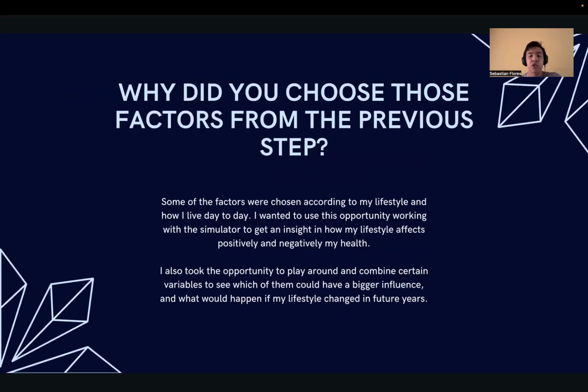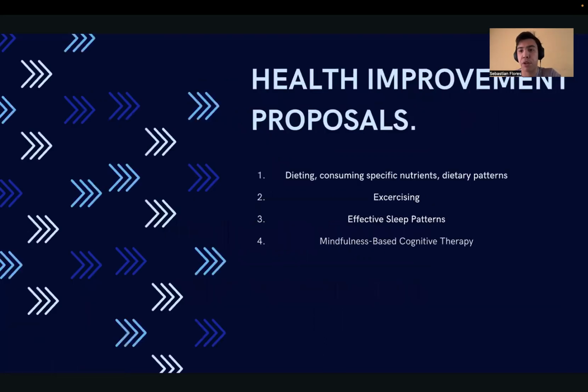We can also observe inflammation in the intestinal walls. What factors did I choose, and how did I choose them? Well, some of the factors were chosen according to my lifestyle and how I live day to day. I wanted to use this opportunity working with the simulator to get an insight into how my lifestyle affects my health, both positively and negatively. I also wanted to play around and combine certain variables to see which of them could have a bigger influence on health, and what could happen to my health if any changes in my lifestyle appear in the future.